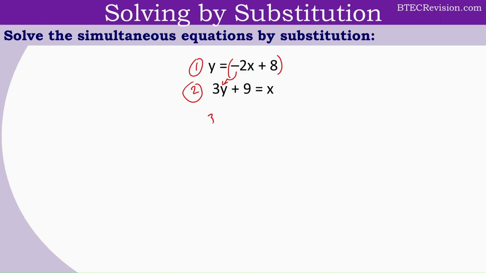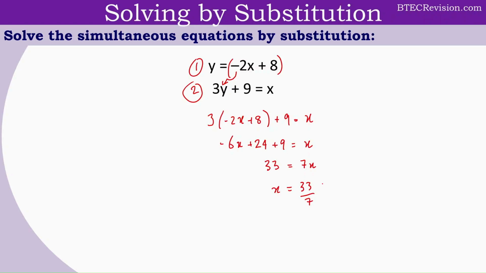Replacing the y value, we would get 3 bracket negative 2x plus 8, close bracket, plus 9 is equal to x. Simplifying, that will give us negative 6x plus 24 plus 9 is equal to x. Simplifying further, we can move the 6x over to the right-hand side, and 24 plus 9 gives us 33, and that's equal to 7x. So rearranging, x is equal to 33 divided by 7.